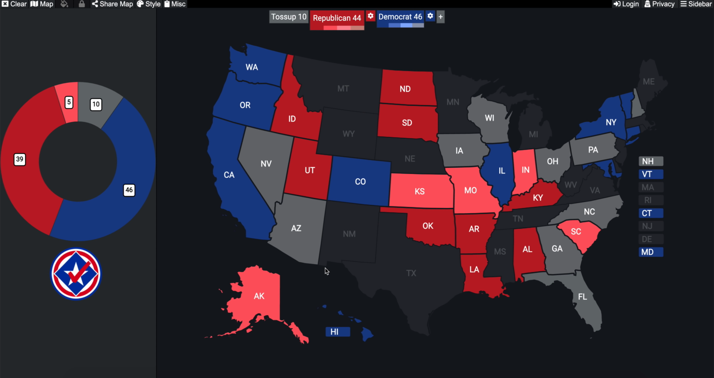The state of Alaska was decided by less than 15 points. The state of Kansas was decided by less than 15 points. The state of South Carolina was decided by less than 15 points. And the 2020 national environment was actually less beneficial for the Democratic Party than the 2018 environment, even though the Democrats won back control of the Senate. And that's because the map was more favored towards them.